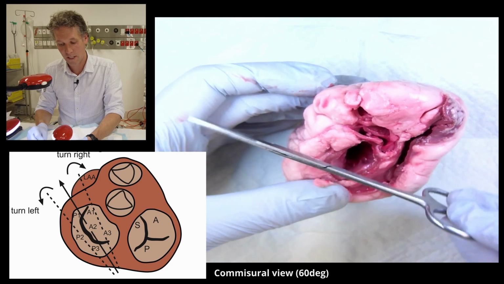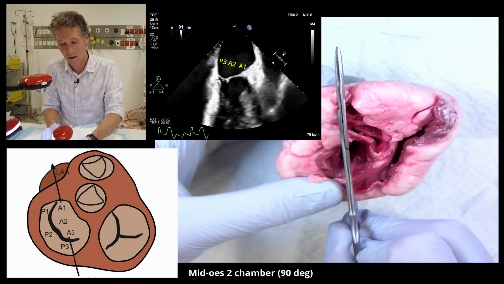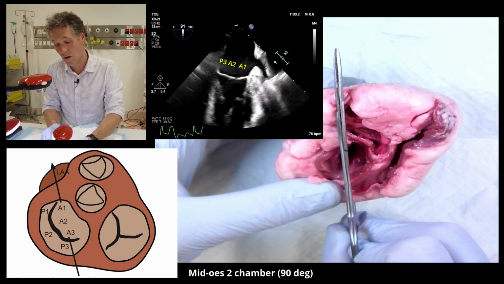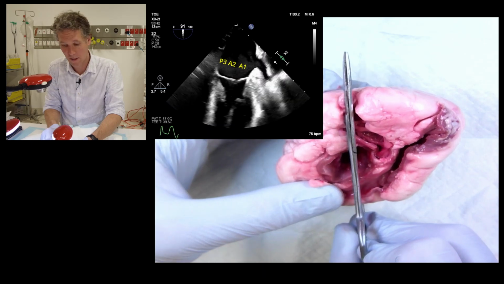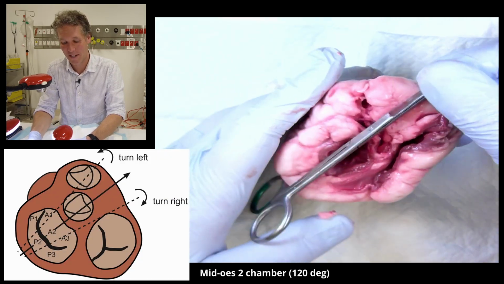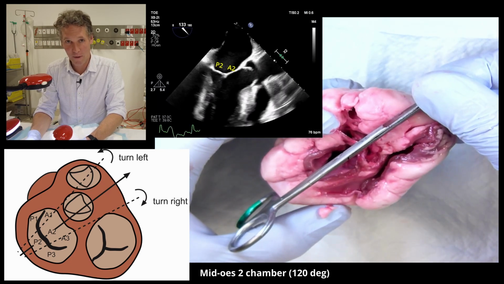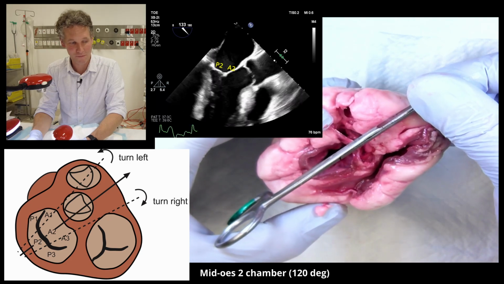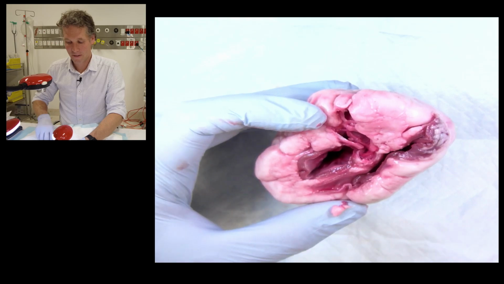So 0 degrees, 60 degrees. If I then come around to 90 degrees, I might be looking through A1, A2, P3. Hopefully you get the pattern now. If I start to come down around the way to look through the aortic valve, I've got to be looking through A2, P2. Okay? So just one more time.